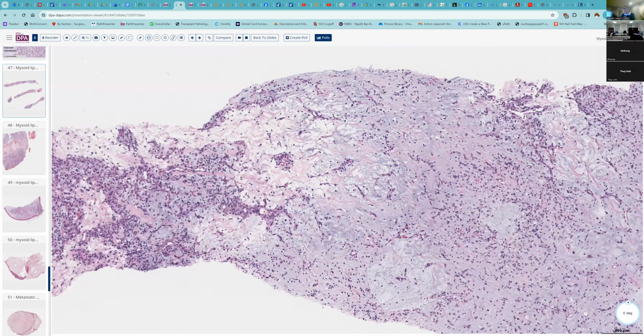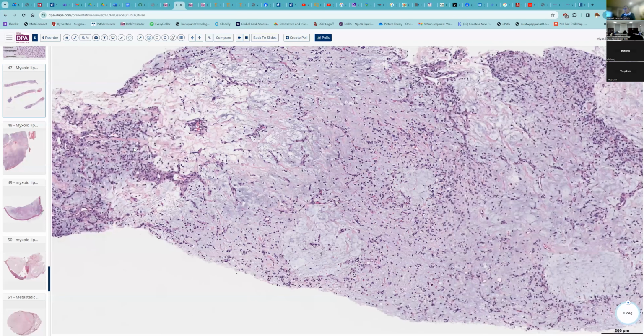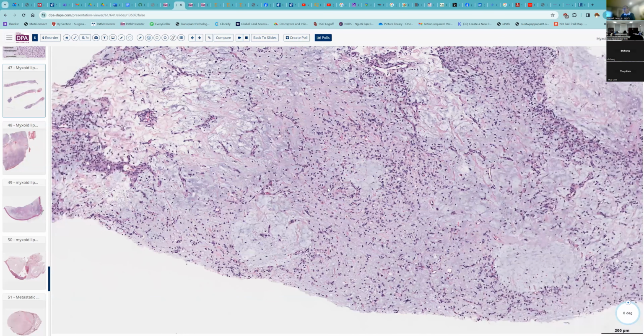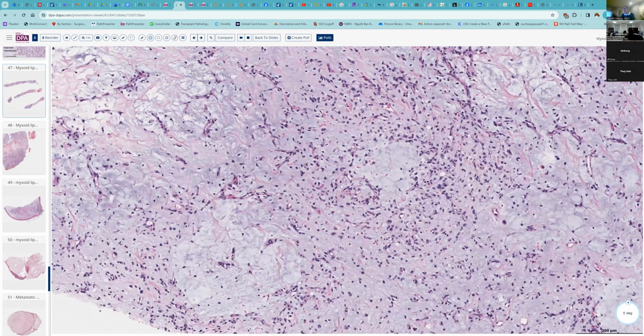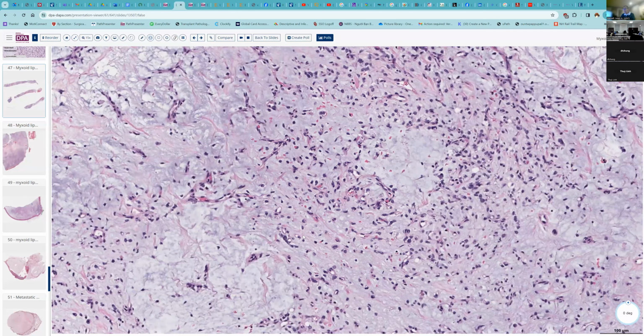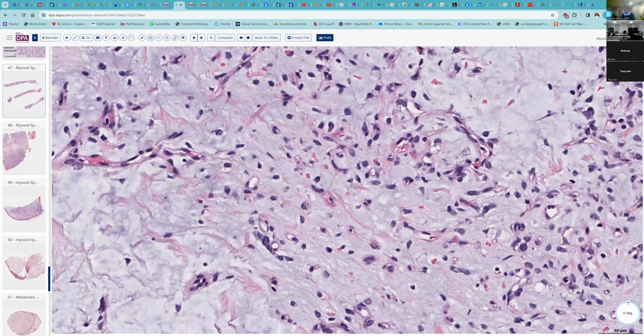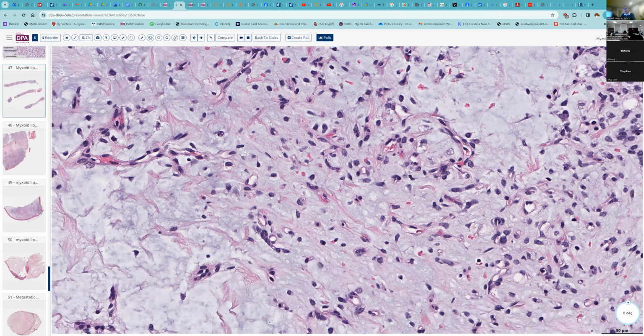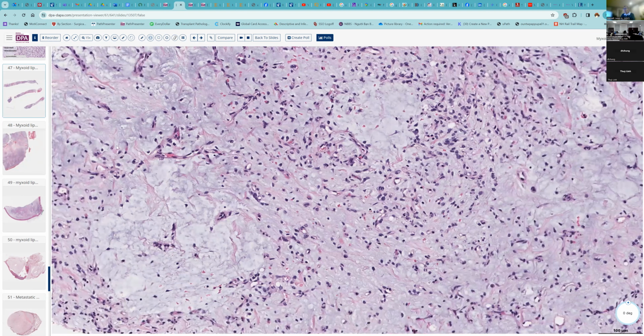We don't see much fatty differentiation here. In fact, we just see a myxoid proliferation with these spindle cells or stellate cells, and maybe this is a fat cell. We can't be totally sure, but there are a few vacuolated cells that might be fatty related. Maybe this is a lipoblast here. But they're not very prominent, and it's not a predominantly fatty tumor.